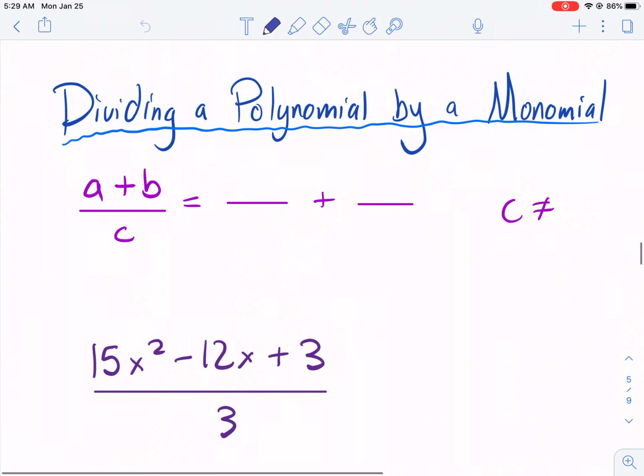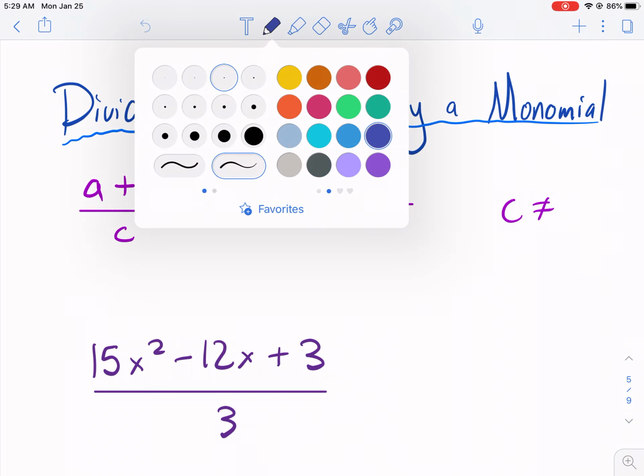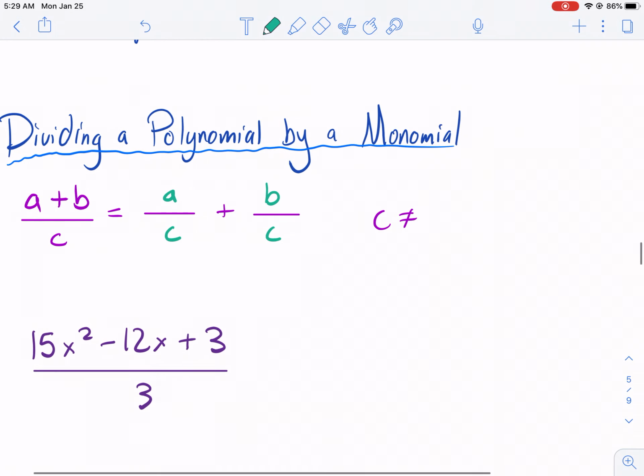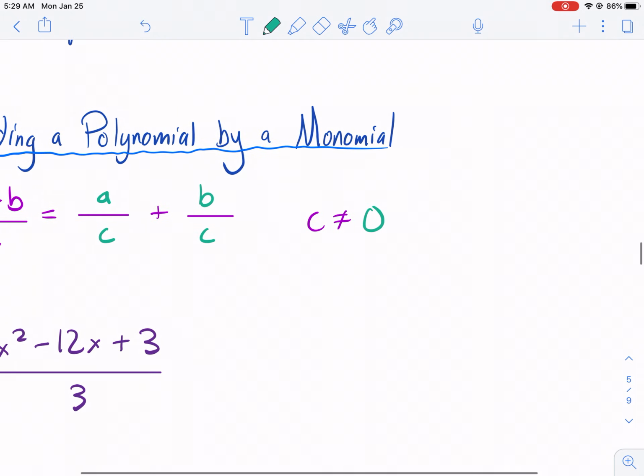First, we're going to start off with the generic case, a plus b over c. This can be rewritten as a over c plus b over c. Oh, and c can't be equal to 0. The reason it can't be equal to 0 is because you can't divide by 0.